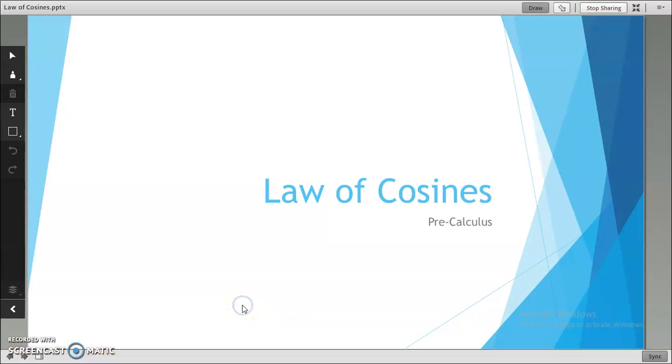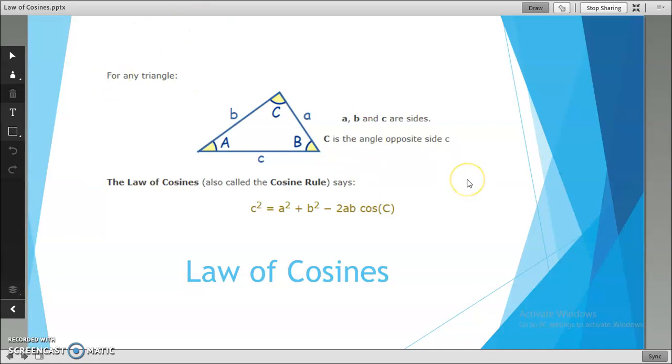Hello, today we'll look at some examples of law of cosines. For any triangle, the law of cosines says that c squared is equal to a squared plus b squared minus 2ab cosine C, where lowercase a, b, and c are the sides, and angles A, B, and C are the angles. Angle C is across from the side that we're trying to find. So we have the given angle, but we're looking for that corresponding side.